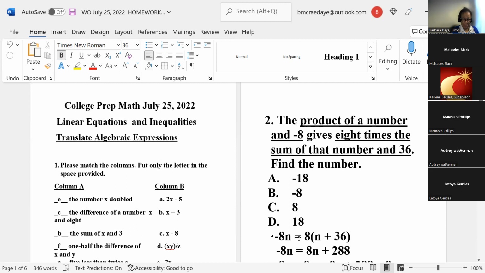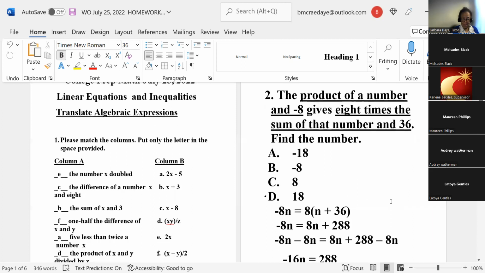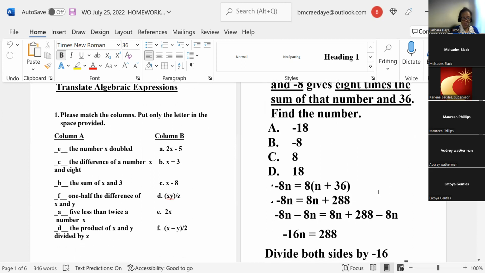That's what this is right here. See where my cursor is moving? n plus 36. Then you do the multiplication: 8 times the n and 8 times the 36. Got it? Then you start combining your like terms.